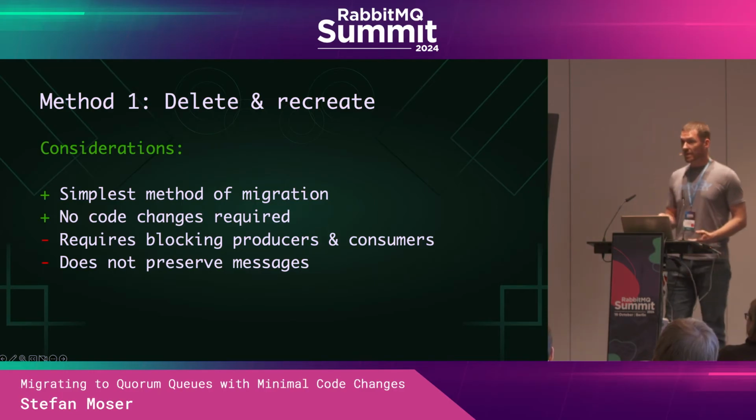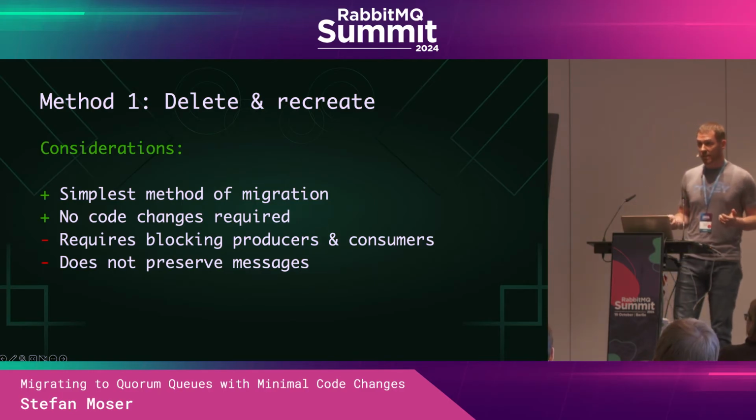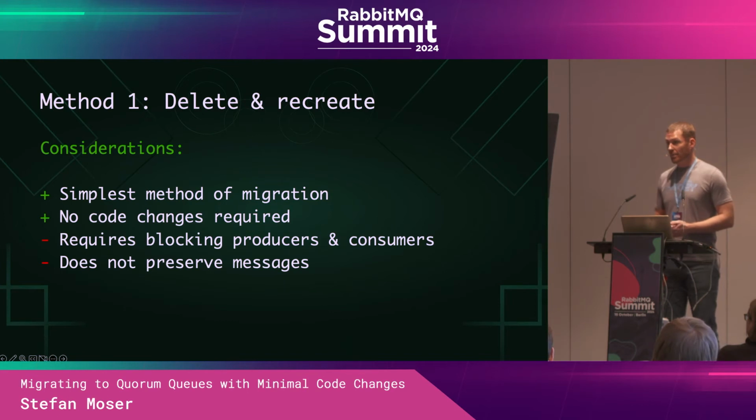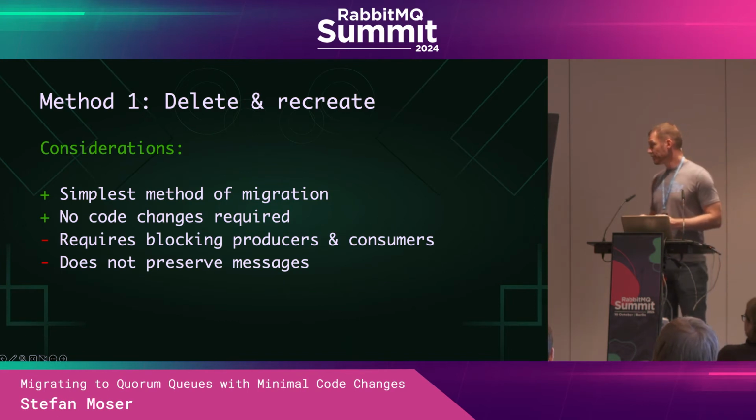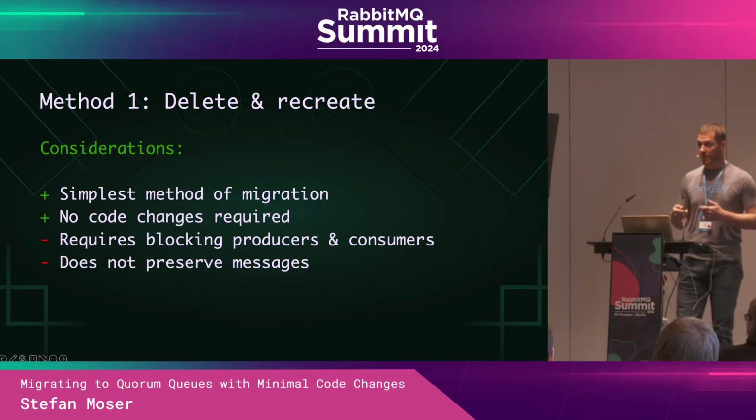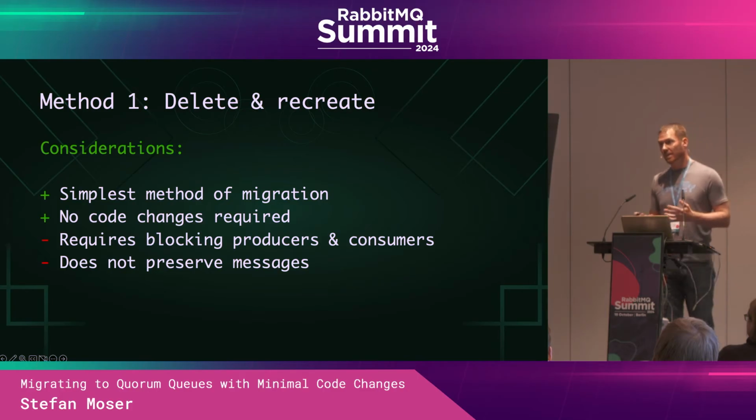So some of the good things about this method, well, it's by far the simplest. It's quite simple to think about. We can do it with no code changes. It does require blocking the producers and the consumers, so depending on how long this process is going to take, if you can schedule some downtime for your application, that would be ideal.